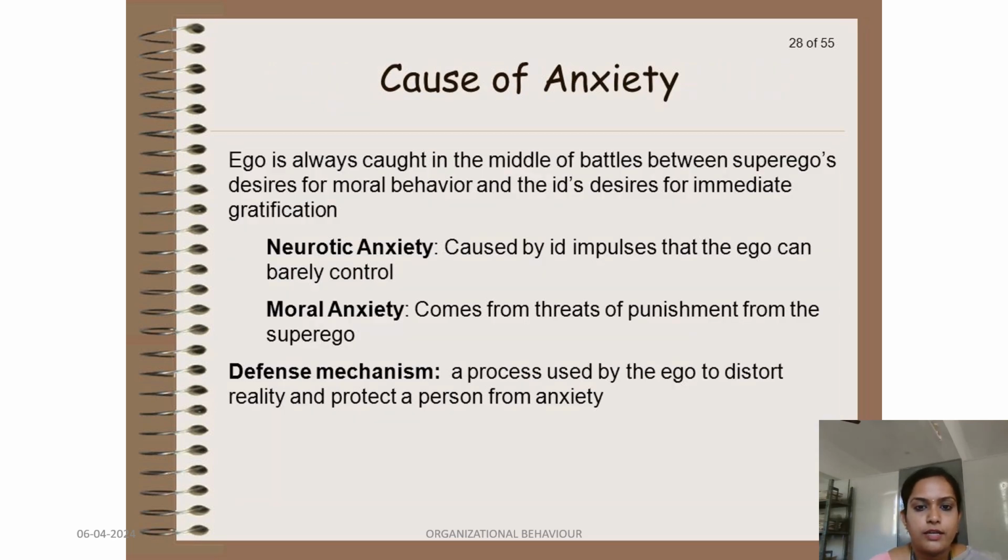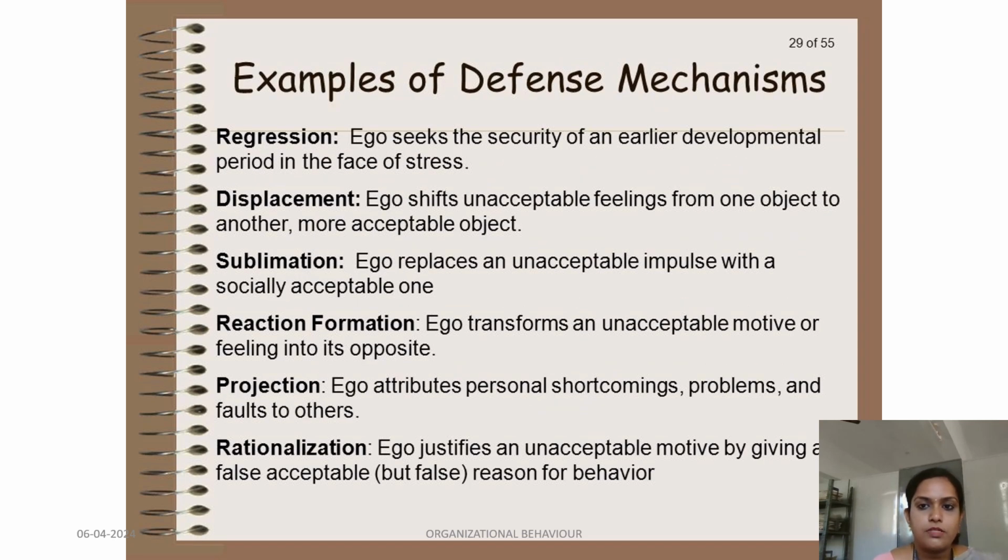Coming to neurotic anxiety, it is caused by id impulses that the ego can barely control. Next is moral anxiety. It comes from threats of punishment from the superego stage. Defense mechanism is a process used by the ego to distort reality and protect a person from anxiety. Some examples of defense mechanisms are regression, displacement, sublimation, reaction formation, projection, and rationalization.